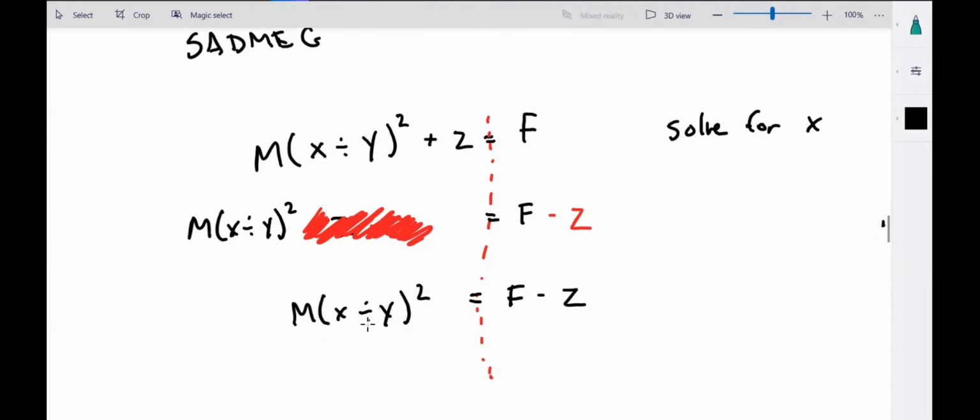So even though that's there, I have to kind of put a pin in it. I can't do that just yet. Parentheses are kind of like a jail cell. You can't get out until you do the time, or in this case, you can't get out until you do the operation. And since I can't do x divided by y, I have to wait it out a little bit. So we're going to put a pin in that. We'll come back to it and keep going with SADMEG.